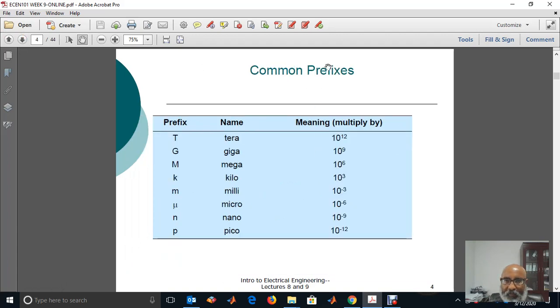And we have prefixes which come before the units, and they are used to represent very small numbers and very large numbers. For example, tera is 10 to the power of 12. 1 terabyte, for example, is 10 to the power of 12 bytes. Mega, 1 megahertz, is 10 to the power of 6 hertz. Kilo is 10 to the power of 3. Micro, 10 to the power of minus 6. Pico, 10 to the power of minus 12, and so on.